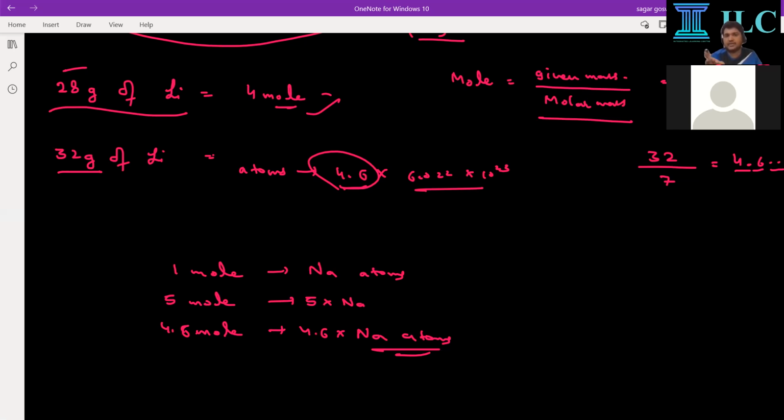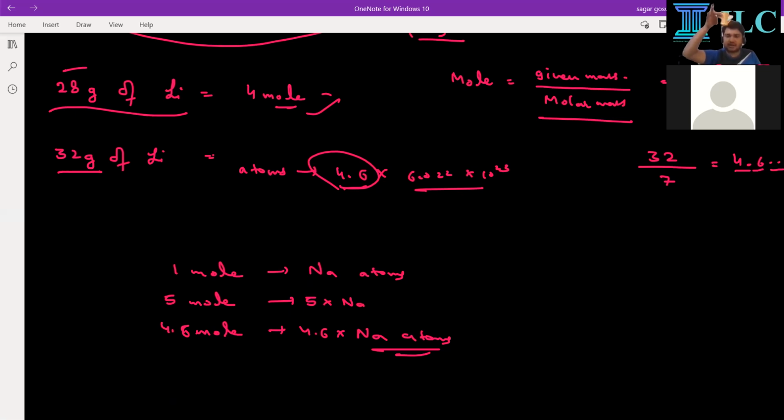If I have 28 gram of lithium in my hand, I can easily say I have that much number of atoms in my hand. You can simply calculate: 28 gram means 4 moles, 4 moles means 4 into Na. So that is the number of atoms. That is the significance.